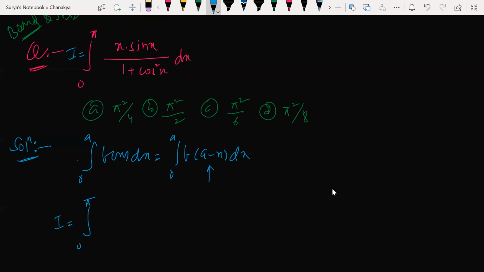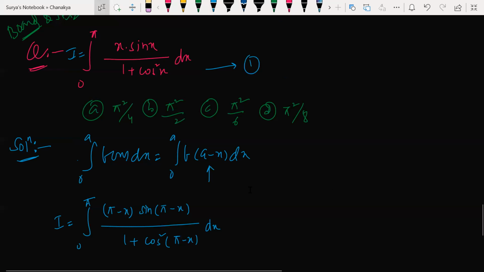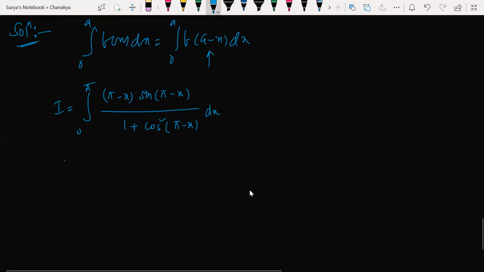Integration from 0 to pi. So what is the x value here? Pi minus x, into sin of pi minus x, divided by 1 plus cos square of pi minus x, dx. This is the property I just applied. Let us consider the given question as equation number 1. After applying the property, whatever I get would be my second equation.